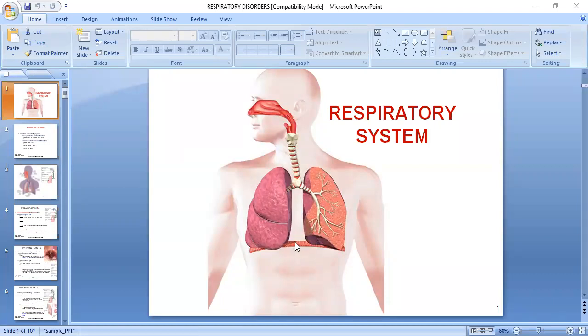So this is the diaphragm. The diaphragm has two major functions. One, it is the main muscle for respiration. So when the diaphragm goes up and down, or contraction and relaxation, it helps the lungs for inspiration and expiration. And also the diaphragm divides the thoracic cavity from the abdominal cavity. So this is the partition between the thoracic cavity and abdominal cavity.